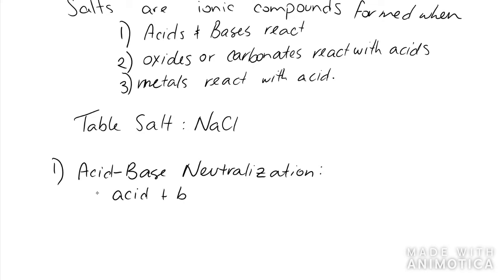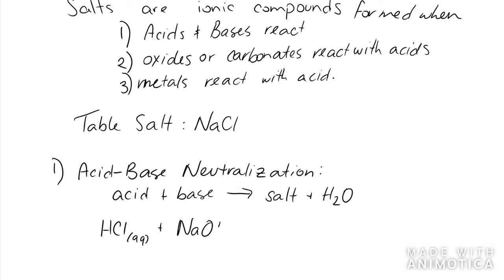So an acid plus base become salt and water. And this is always going to be the case for this level. So if we take HCl, hydrochloric acid, which is aqueous, and we add NaOH, sodium hydroxide, which is also aqueous, we will get NaCl, which is our sodium chloride, which is a solid, it's our salt, and we have our H2O, which of course is a liquid.